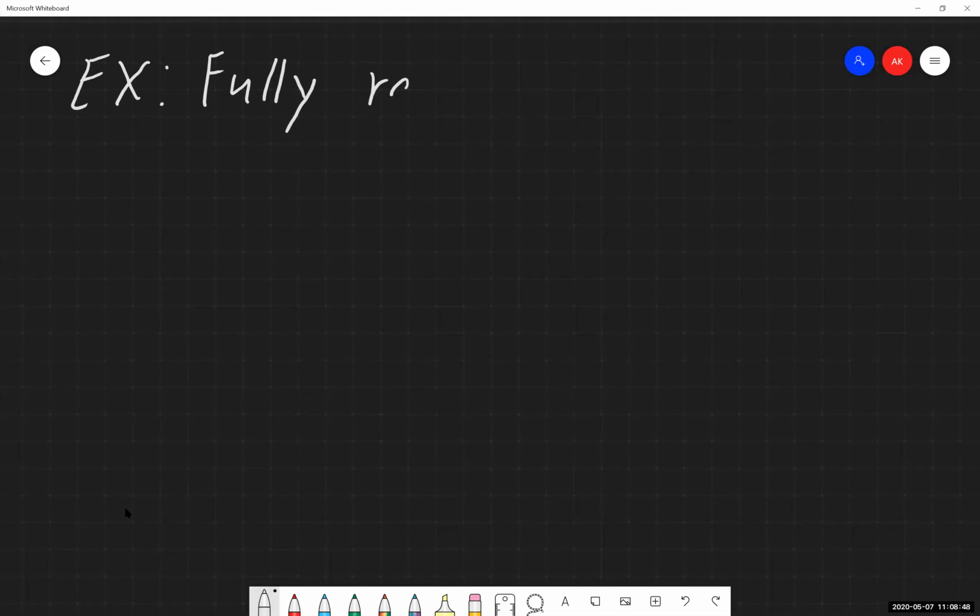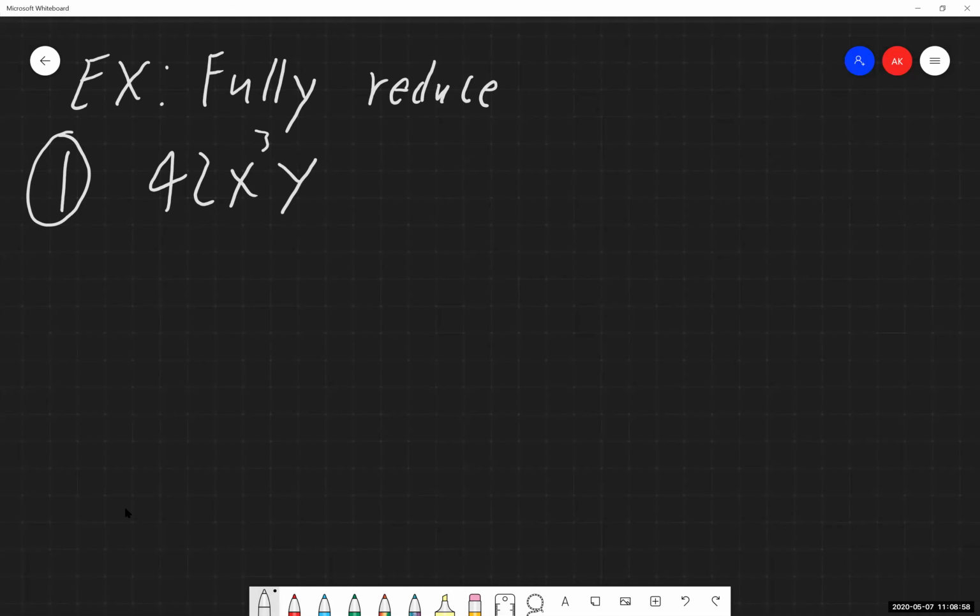All right, so our two examples that we have. Our first one, we are starting with 42x to the third y over 14x to the seventh y squared. Okay, and again, we are told to fully reduce these fractions down.